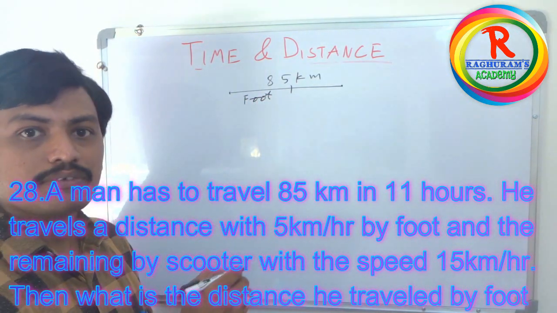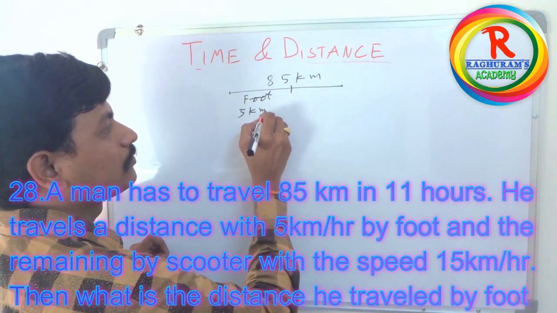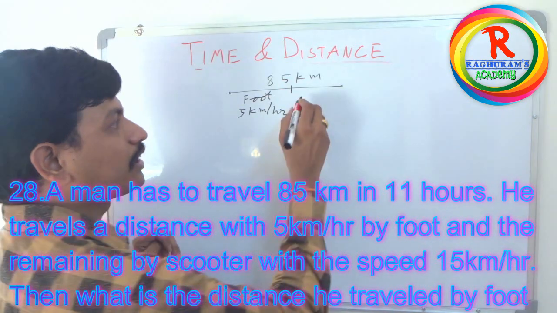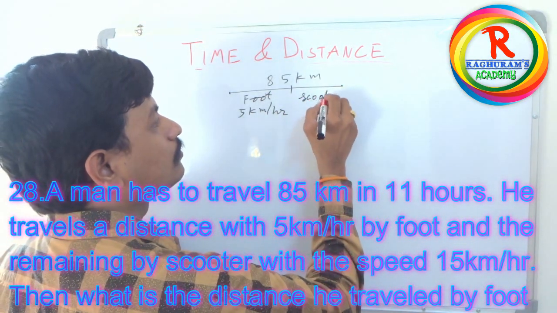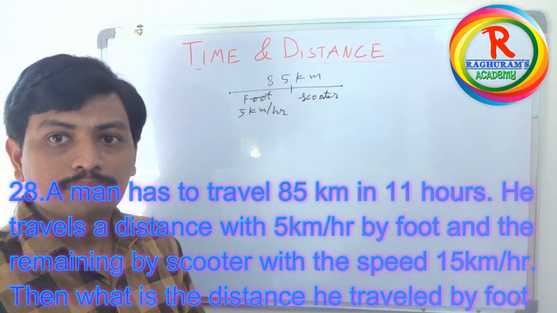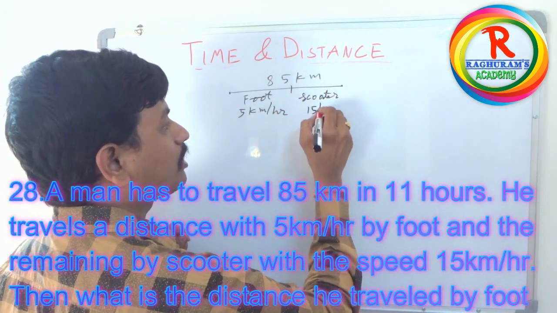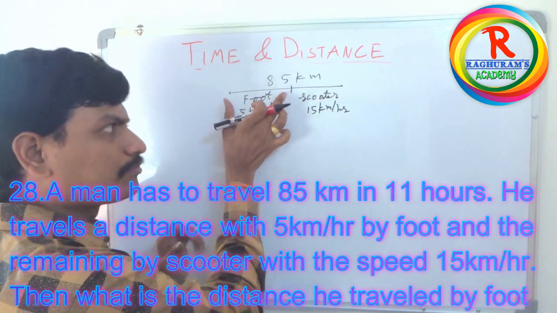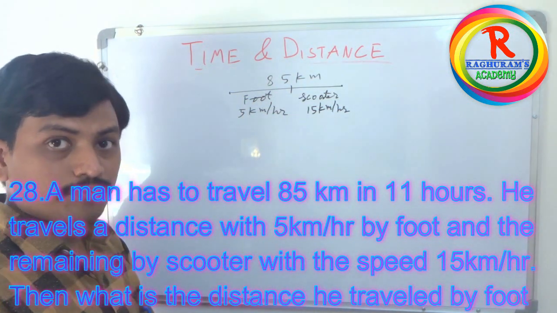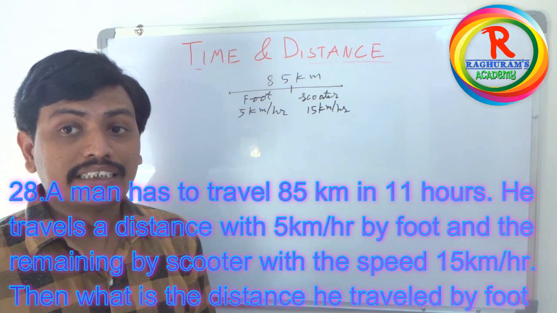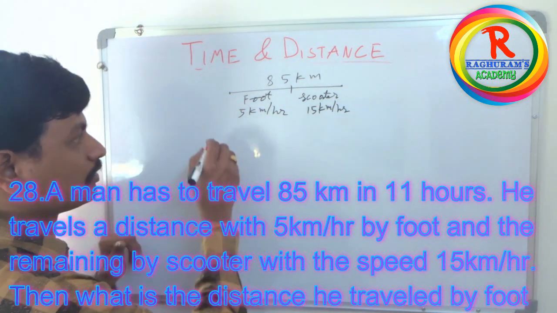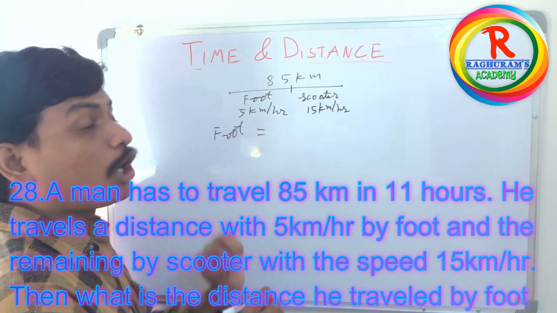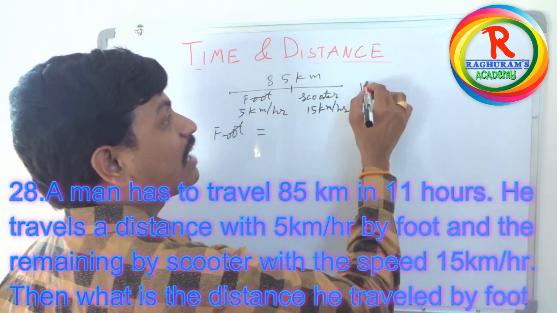What's the speed by foot? 5 kilometers per hour. And the remaining part by scooter. What's the speed? 15 kilometers per hour. We need to find the distance traveled by foot, as well as let us find the scooter also if they asked it in the question. Okay, now let us use the shortcut formula. By foot, suppose total distance, that is total how many hours? He has to travel in 11 hours.